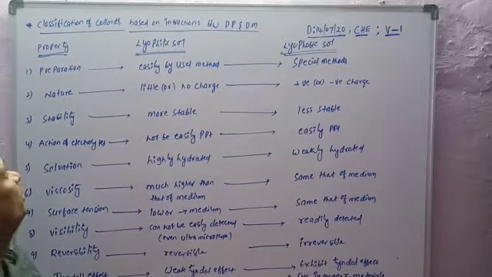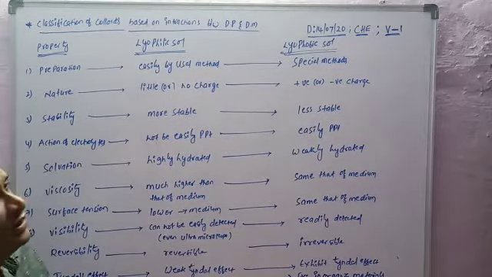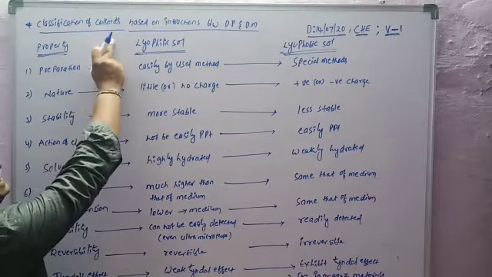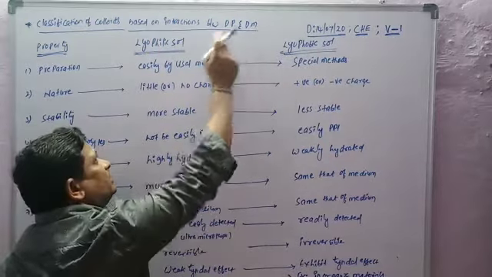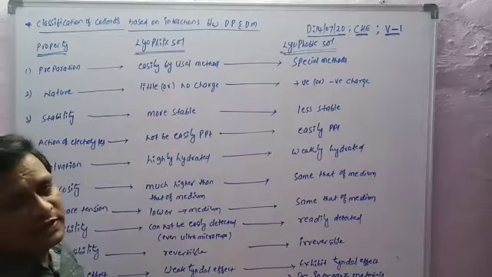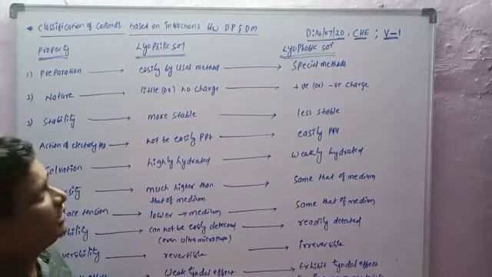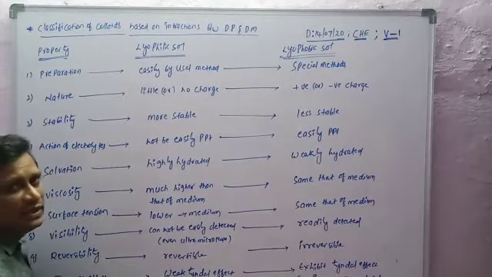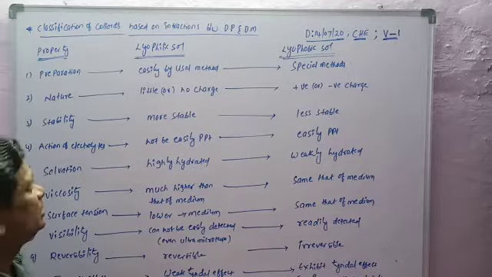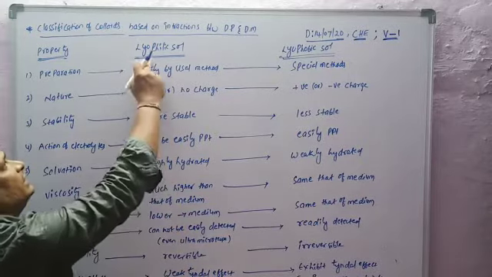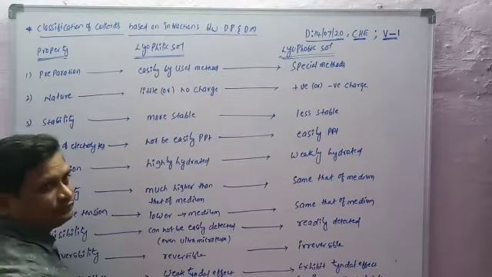Good morning students. Today we are going to discuss another classification of colloidal solutions: classification of colloids based on interaction between dispersed phase and dispersion medium. Simply, the dispersed phase is the solute particles and the dispersion medium is the solvent particles. Based on the interaction between them, colloidal solutions are of two types: one is lyophilic sols, the second is lyophobic sols.